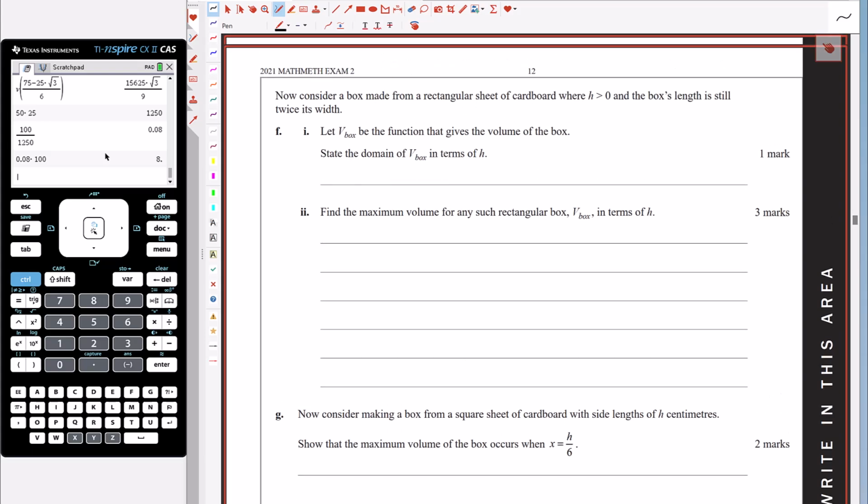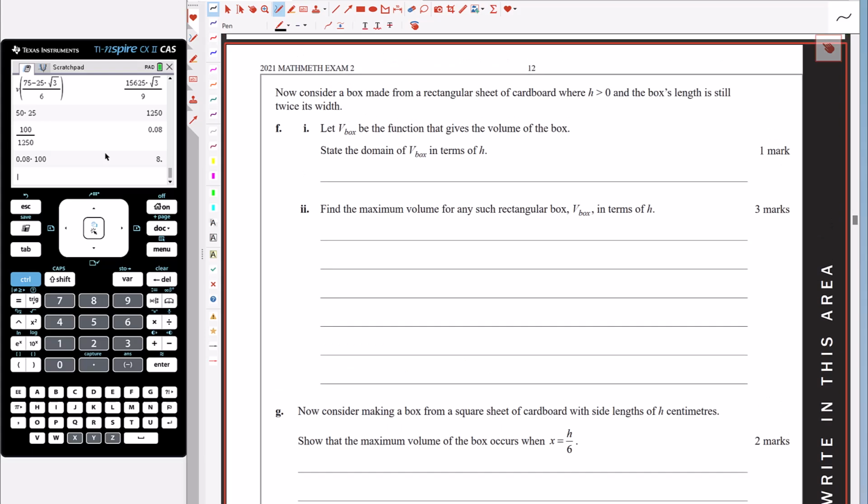Oh, sorry, we've got a little bit more, let's see. Now consider the box made from a rectangular sheet of cardboard where h is bigger than 0 and the box's length is still twice its width. Okay, so now we're going back to h is not 25. Let VBox be the function that gives the volume of the box. State the domain of VBox in terms of h.